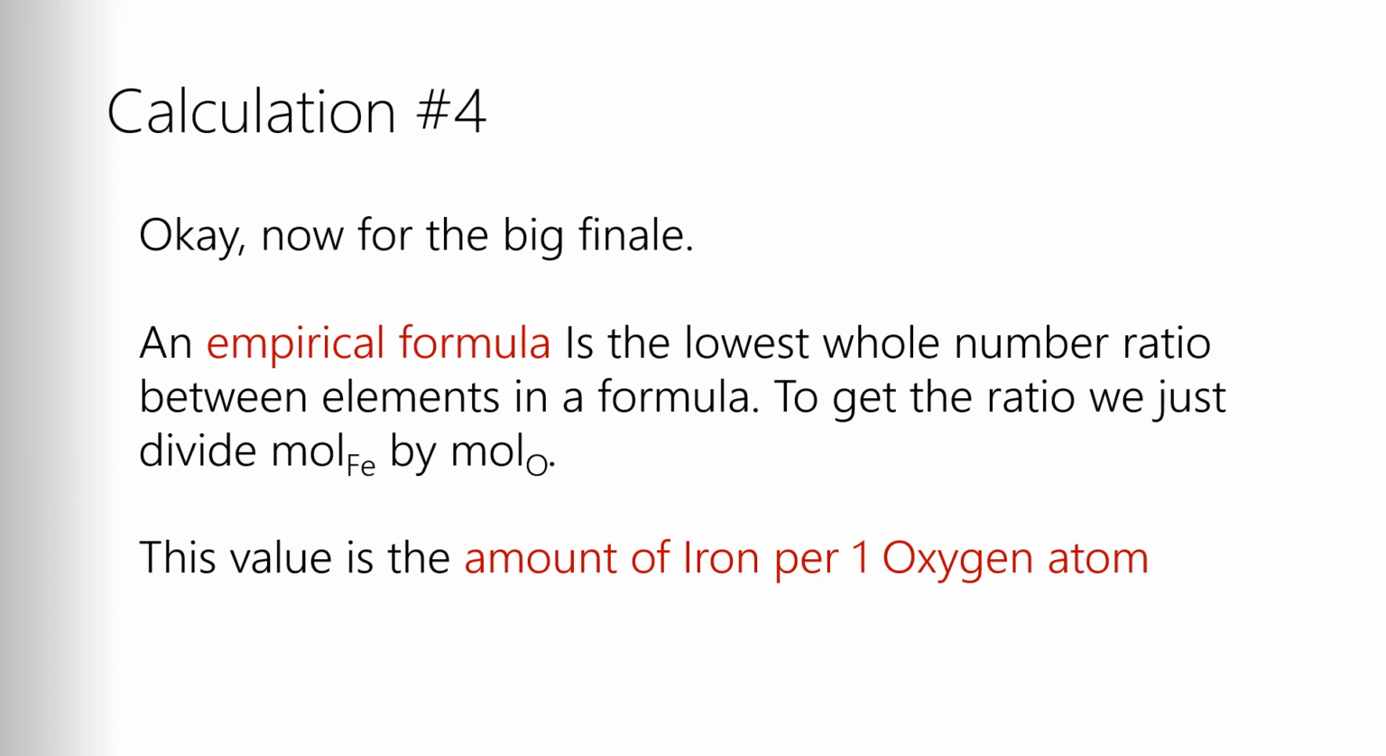But if you want the simplest calculation, the easiest way to do it is take the larger of the two values and divide it by the smaller of the two values. But we're just going to do it one way. We're going to take the moles of iron and divide it by the moles of oxygen.